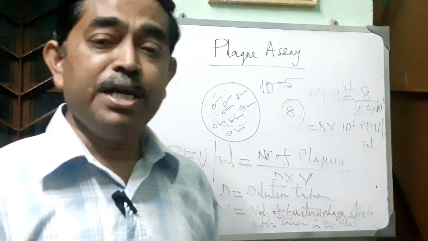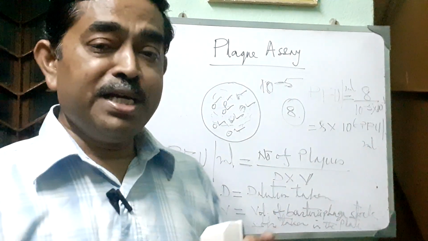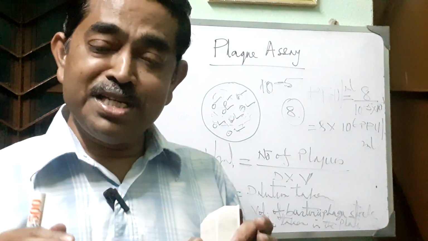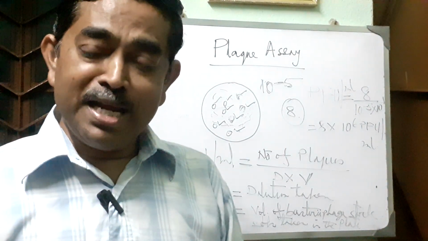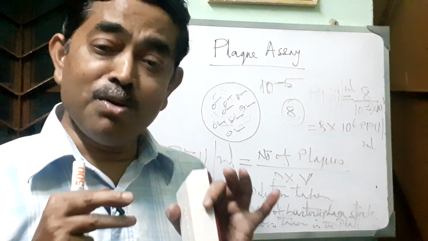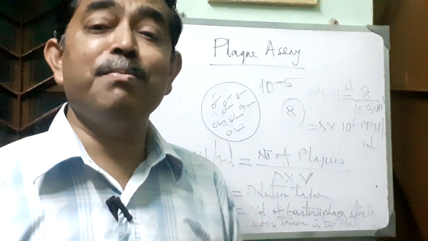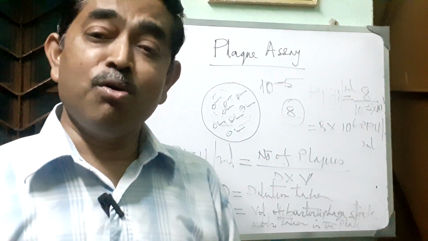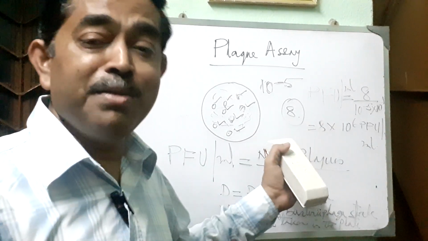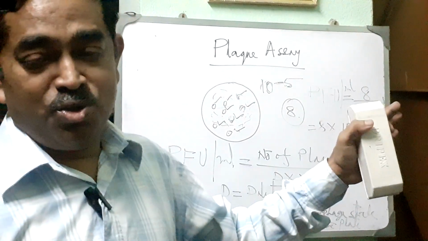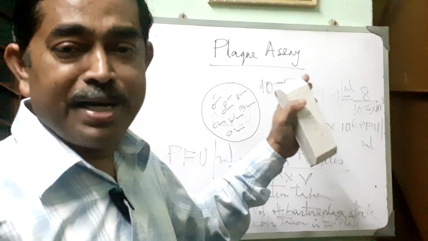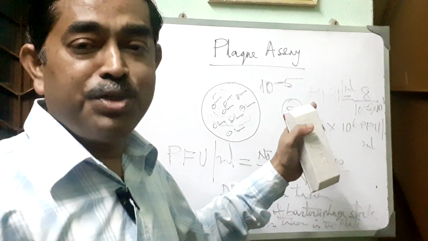So in this way we can determine whether the starter culture is attacked by the bacteriophage, and what is the actual count of the bacteriophage in the sample, by this simple method of plaque assay. It is a very simple method, and you can apply it in industry also.